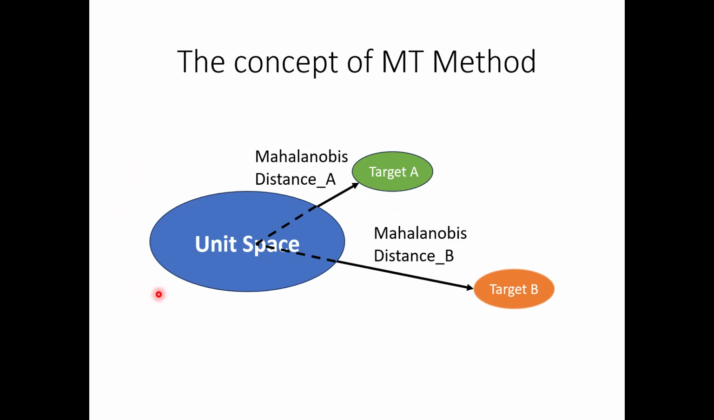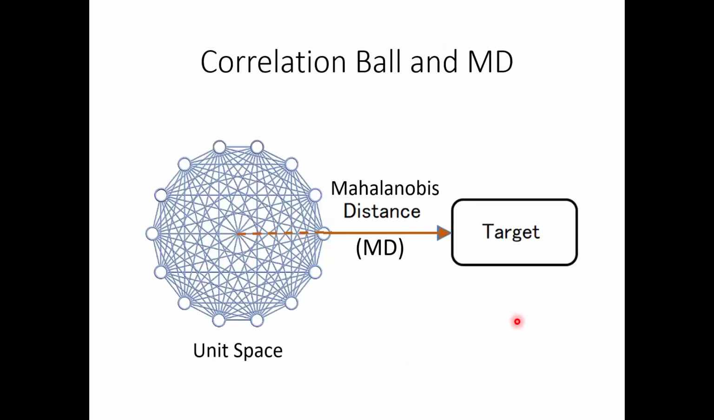Now, let's review the concept of the MT method. The MT method defines the normal group as the unit space and uses the Mahalanobis distance to determine whether it is normal or not normal. The unit space can be represented by a network called the correlation ball made by the normal group.